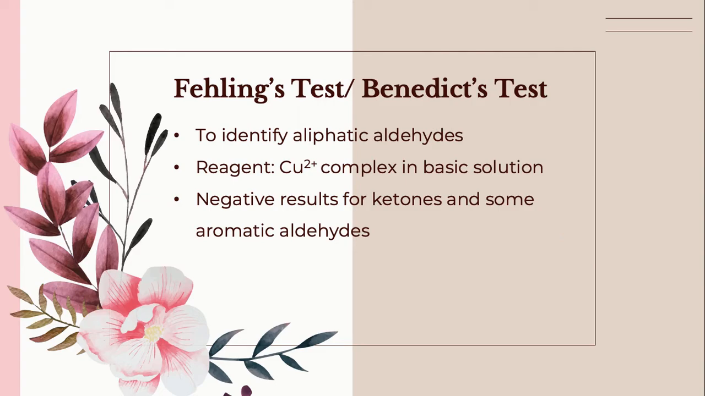Fehling's test or Benedict's test is used to identify aliphatic aldehydes. The reagent is a copper complex in basic solution. Fehling's test and Benedict's test show negative results for ketones and some aromatic aldehydes, so they can only identify aliphatic aldehydes.